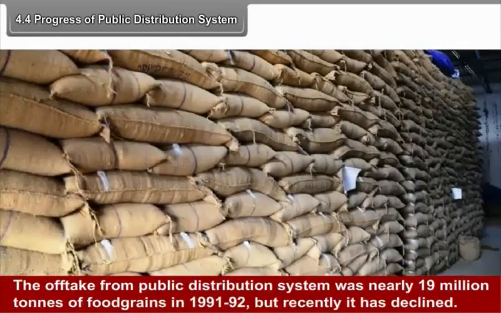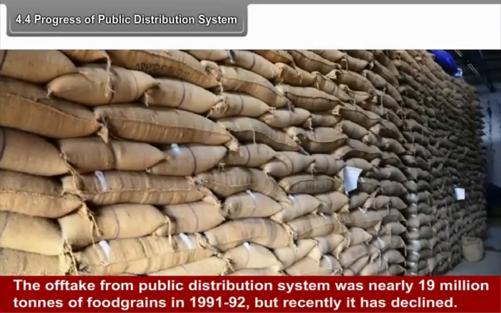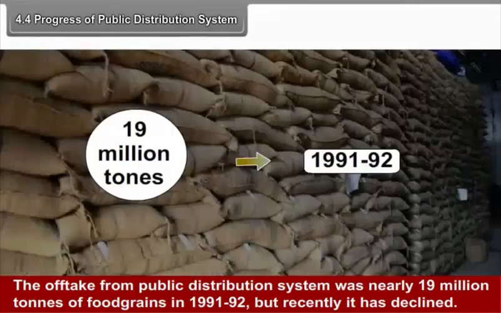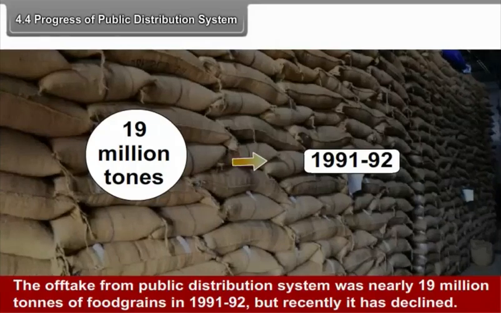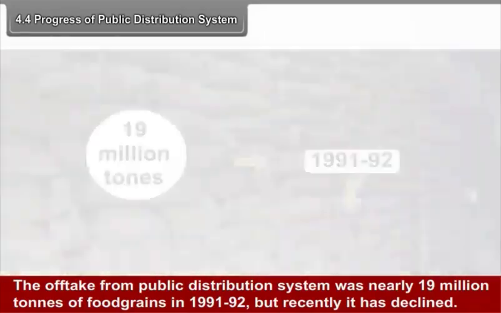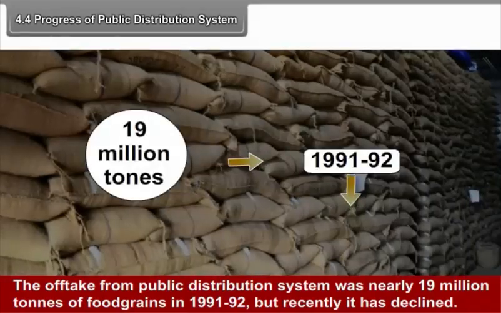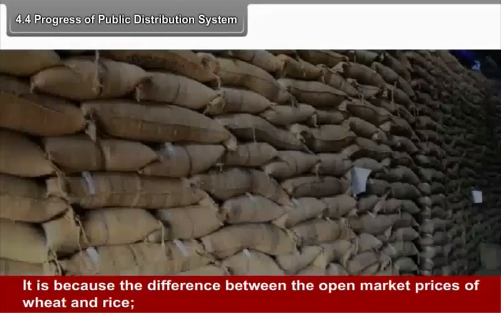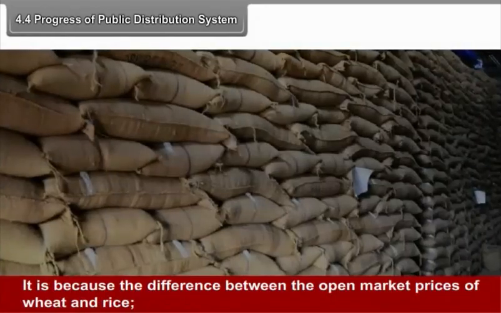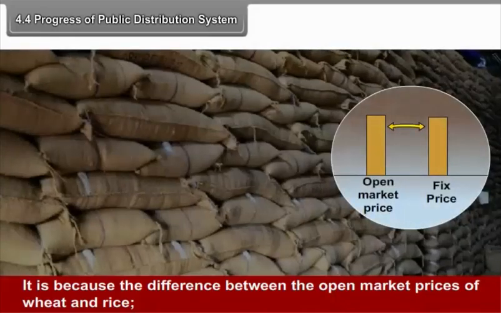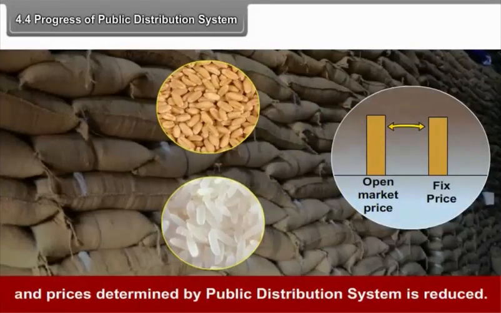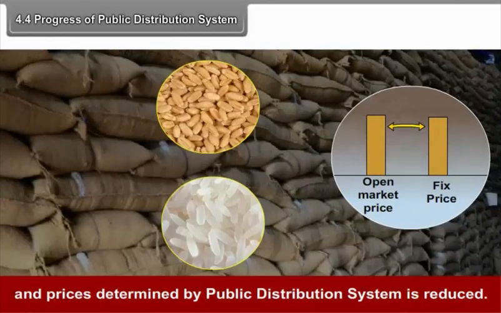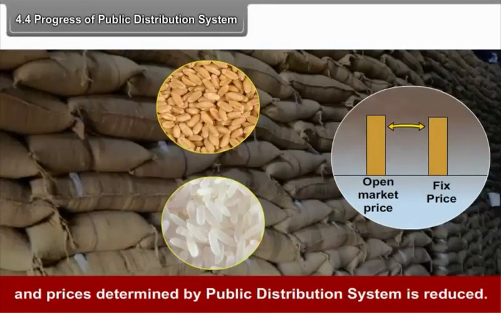The offtake from public distribution system was nearly 19 million tons of food grains in 1991-92, but recently it has declined. It is because the difference between the open market prices of wheat and rice and the price determined by public distribution system has reduced.